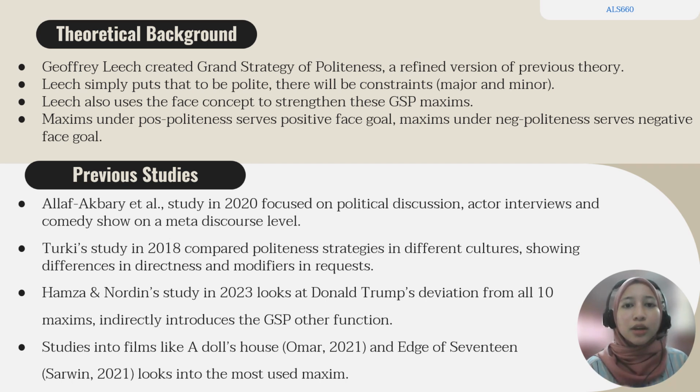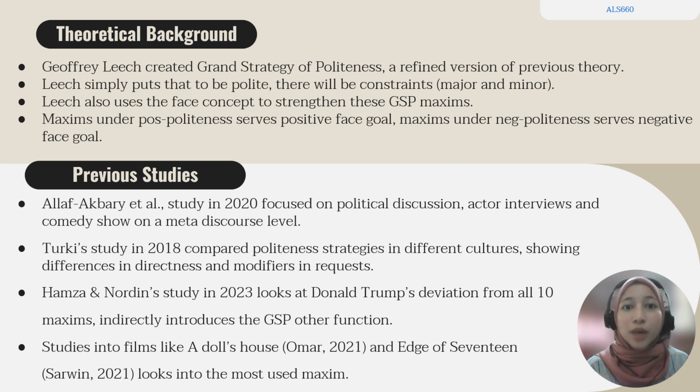Major constraints are pos-politeness, which works like positive politeness. Minors are neg-politeness, which is the negative part. Pos-politeness covers the odd numbered maxims: the first, third, fifth. Neg-politeness covers the even numbers: the second maxim, fourth, sixth.